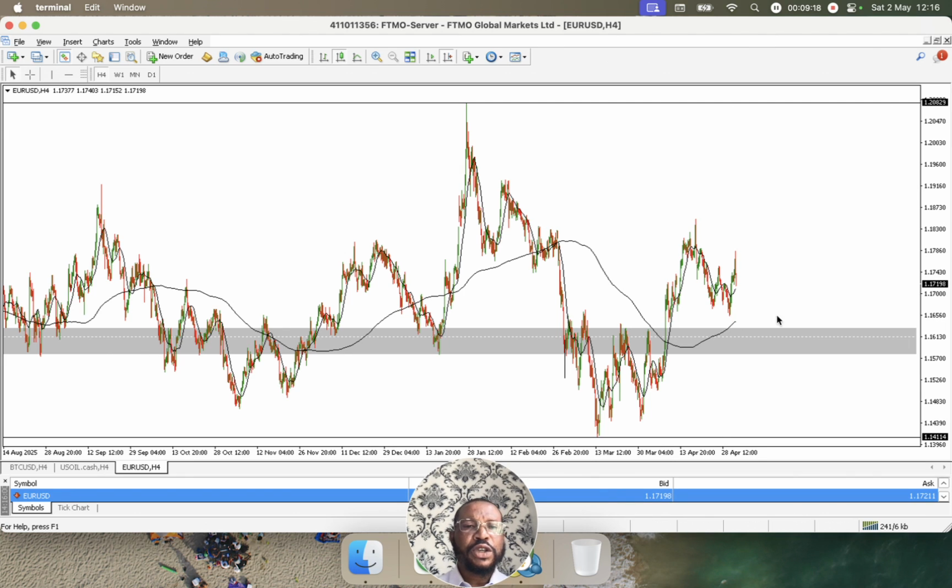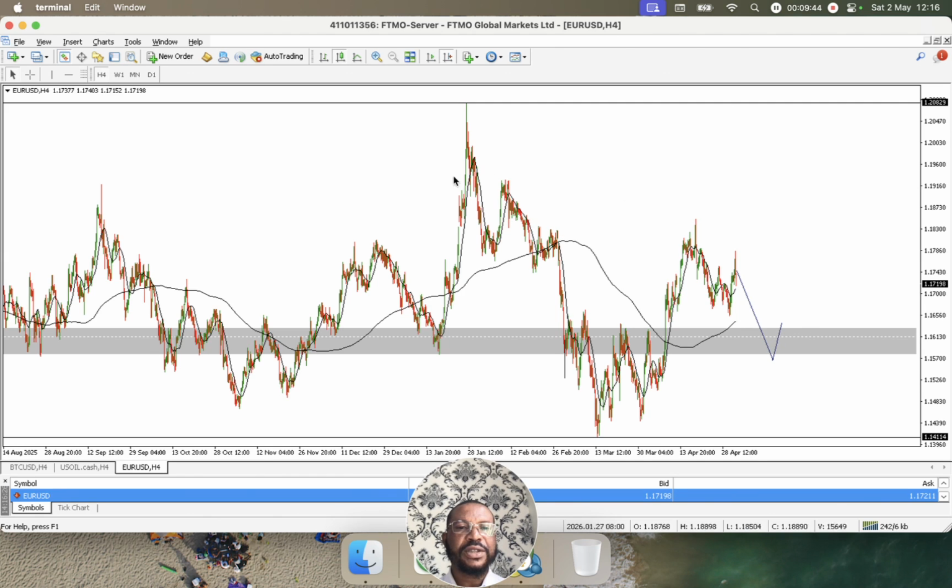So for the Euro USD, I'll be waiting for price to come down into this zone. If price pulls back into this zone, from there I'll wait for the buyers to come in, then I'll take the price back to this supply area.